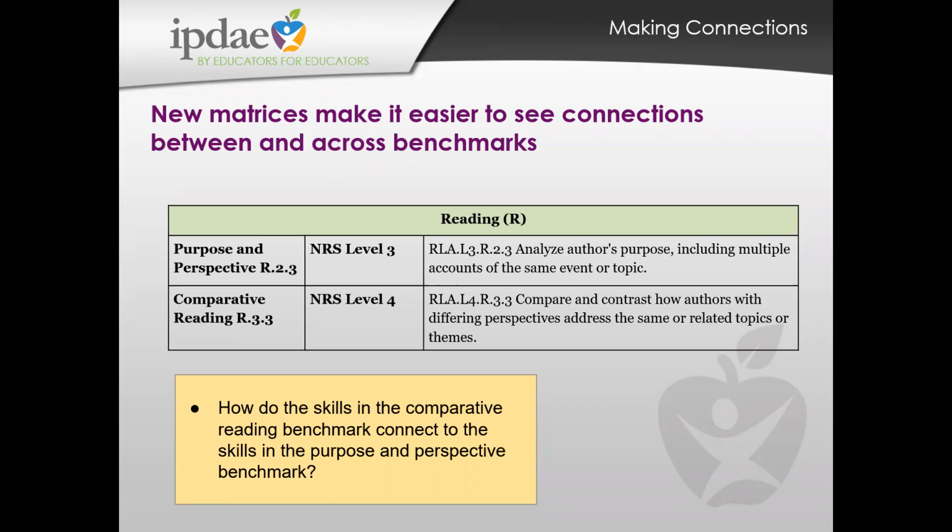So for example, as we think about the purpose and perspective benchmark at NRS level 3, we're thinking about ways in which we can support students in analyzing an author's purpose across multiple texts. So multiple authors' purposes in multiple texts where we're looking at multiple accounts of the same event or topic. And in comparative reading, we're thinking specifically then about multiple authors' differing perspectives on that same event or topic.